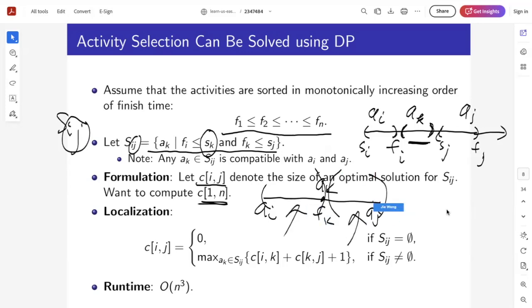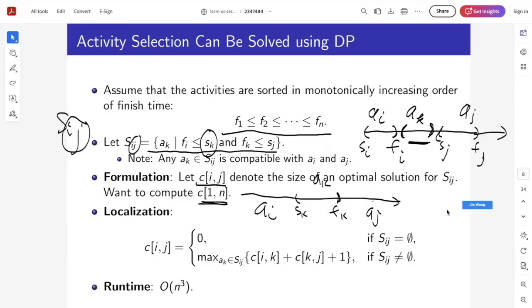Once it's optimal, then since we select AK, we got SK and K. Looking at Sij, we got a K in between, which means I'm going to look at I to K, so all the activities compatible with I and K. And then there's another one, also all the activities in this portion.